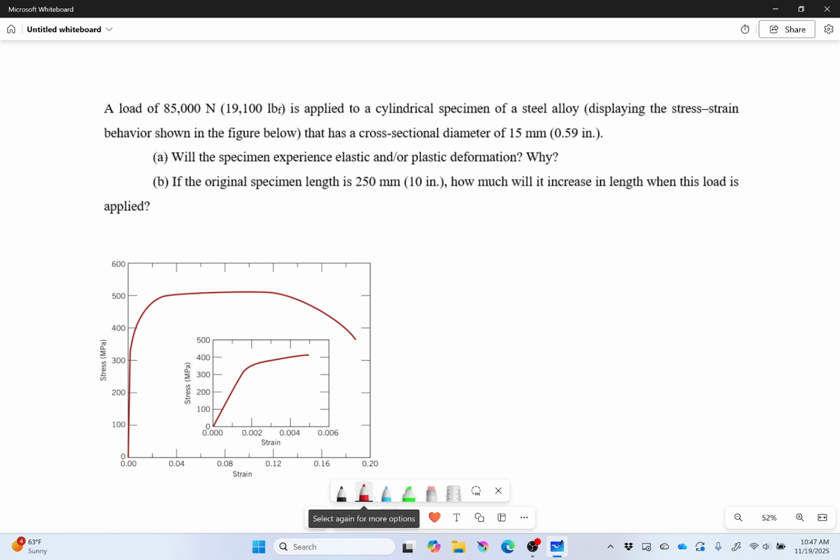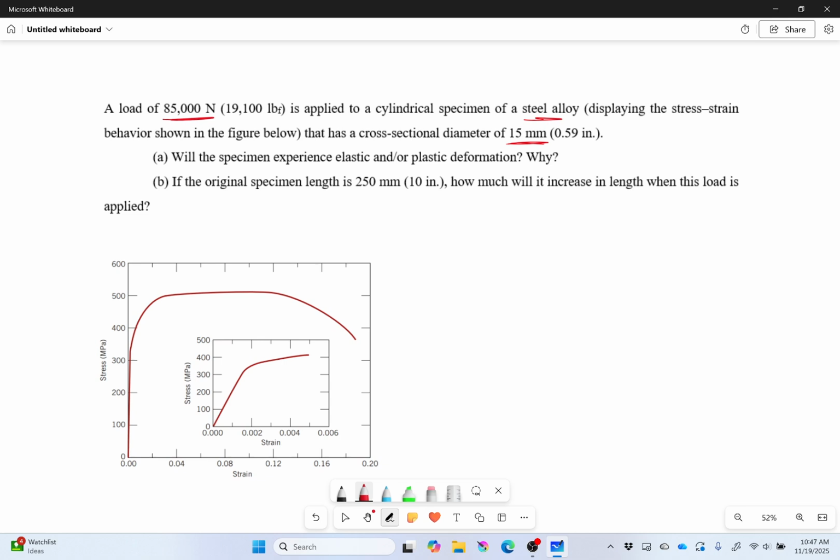So what we have is a load of 85,000 newtons. It's applied to a cylindrical specimen of a steel alloy and has this behavior right here. And that steel alloy has a diameter of 15 millimeters. So the first question is, will the specimen experience elastic and or plastic deformation, and why?